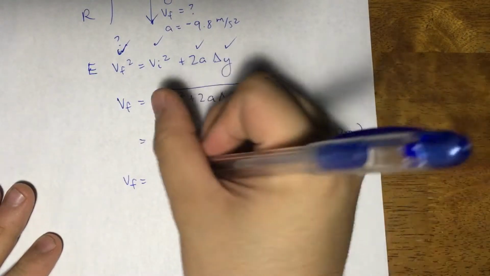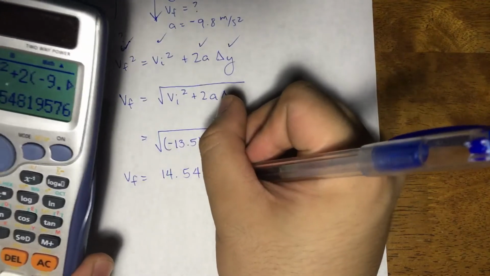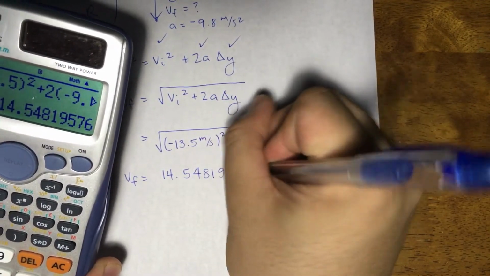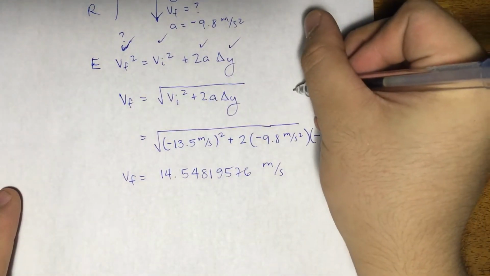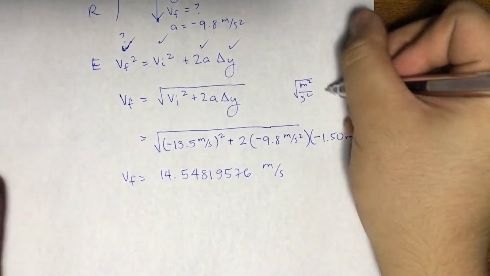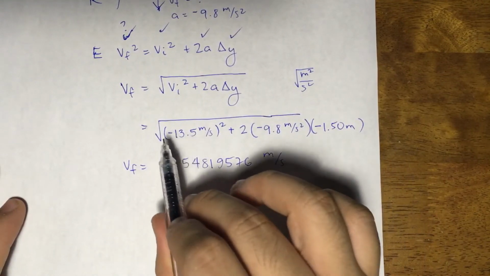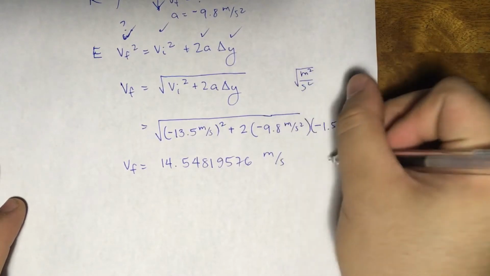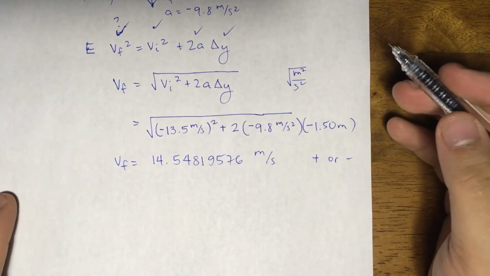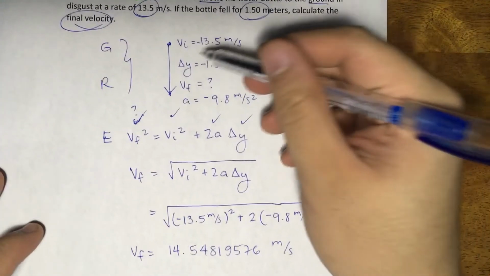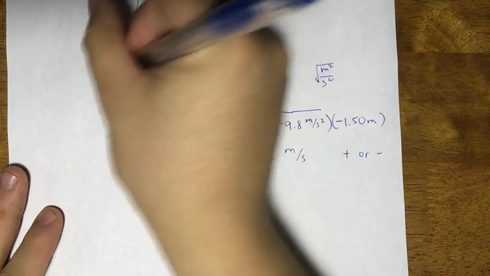would then be 14.54819576 meters per second. Why is it meters per second? Because if you get the units, it will be the square root of meters squared over seconds squared, or simply meters per second. Now, what direction is it then? Well, we know that if we're getting the square root, you could actually be positive or negative. Remember? Because when you're squaring a negative, it also becomes positive. So, this one, we know that the direction is going down, therefore, it is in the negative direction. Okay, so this is your solution.